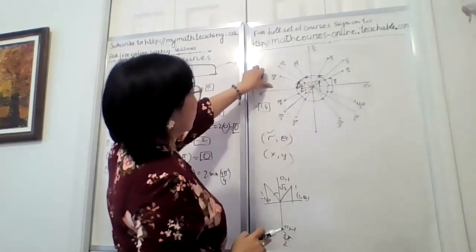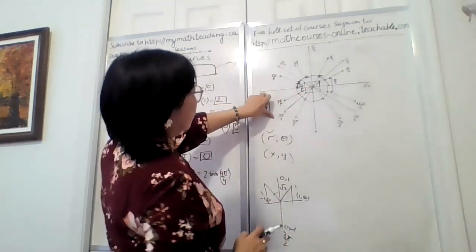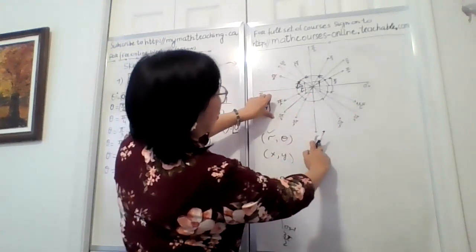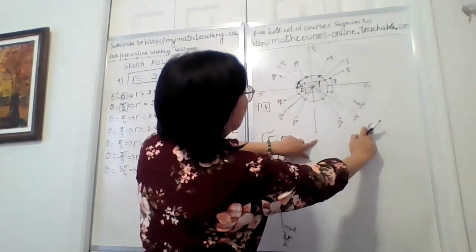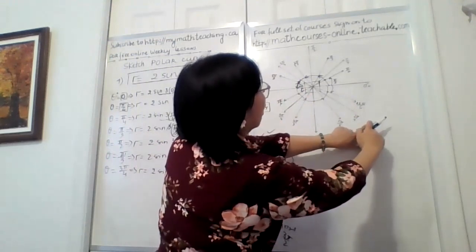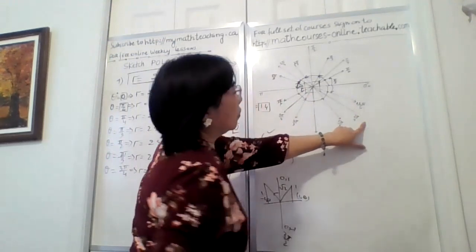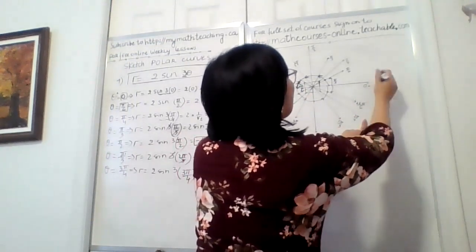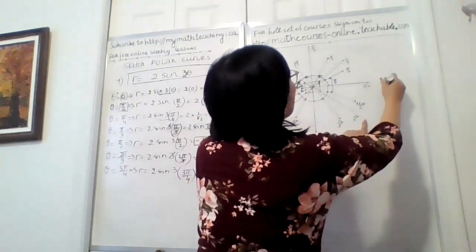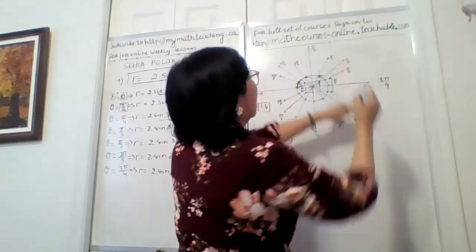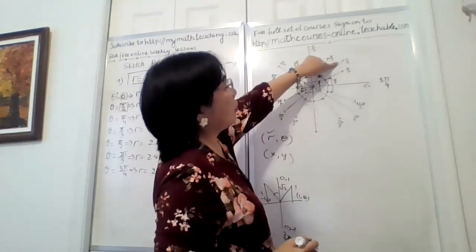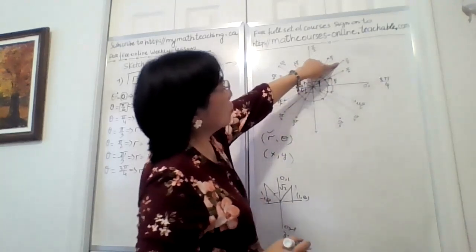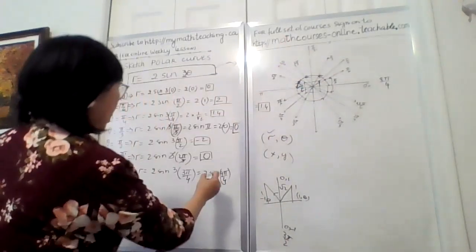We have 4 pi over 4, 5 pi over 4, 6 pi over 4, 7 pi over 4, 8 pi over 4 this way, right? See 8 pi over 4. So 9 pi over 4 goes back into this value, right? You see 8 pi over 4, 9 pi over 4. So the same as pi over 4, right?